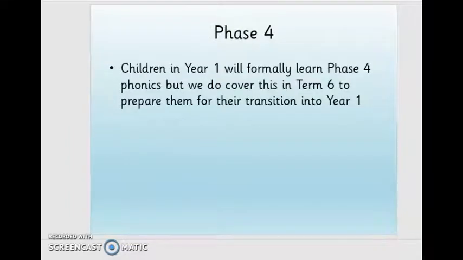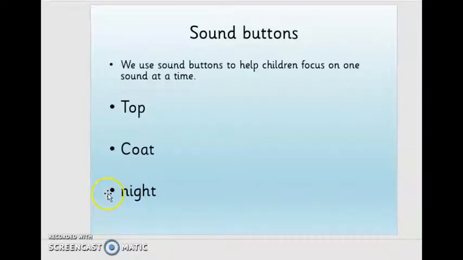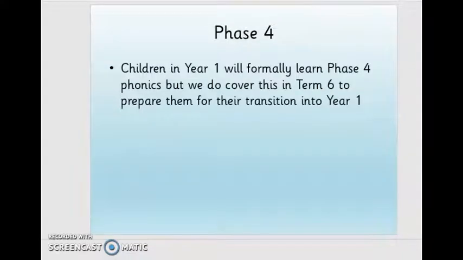Then finally we have phase 4 phonics. So really in reception we stop mainly when we get to the end of phase 3. However, we do begin phase 4 in the final summer term in term 6. This is to ensure that children are getting ready and prepared for their transition into year 1. It also extends children who are perhaps ready for the next phase of their phonics. But phase 4 really is a chance to consolidate sounds, to also learn how to write longer words, and to tune into more of those sounds within longer words.